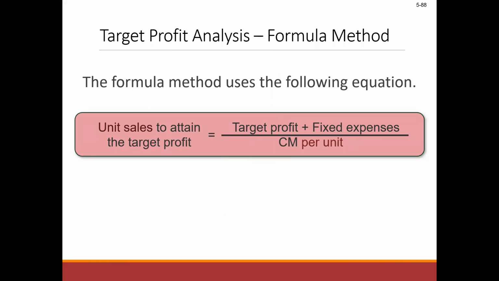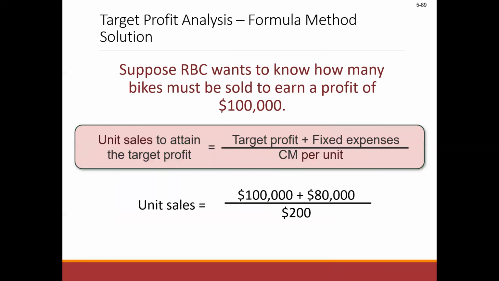The formula method uses the following equation. Unit sales to attain the target profit is going to be our 100,000 plus our fixed expenses, divided by our contribution margin per unit. So if we want to make 100,000 and our fixed expenses are 80,000 and we know our contribution margin per unit is 200, we've got to sell 900 units.